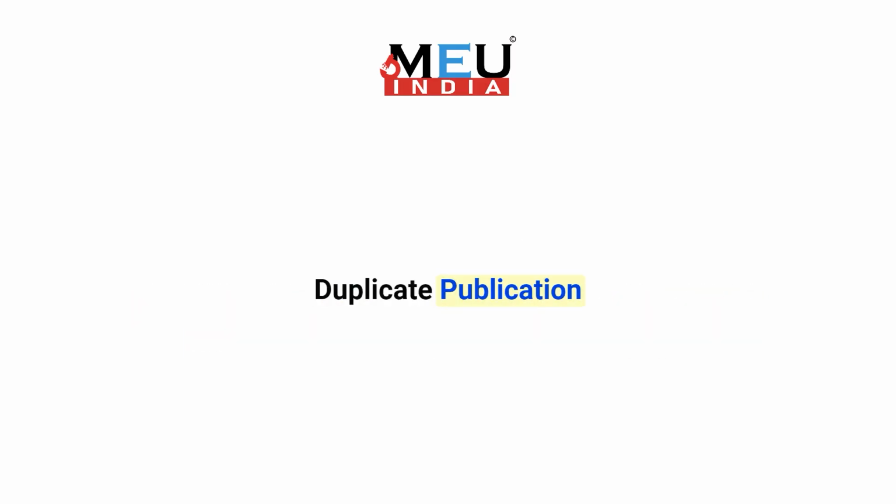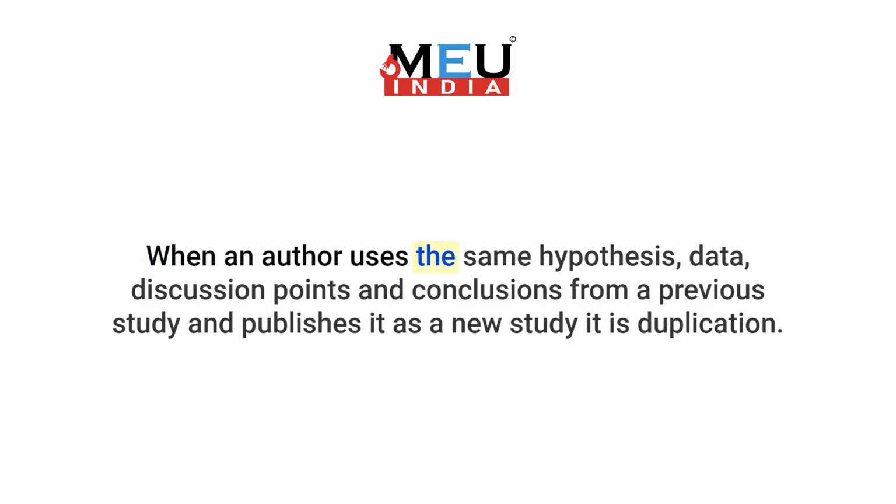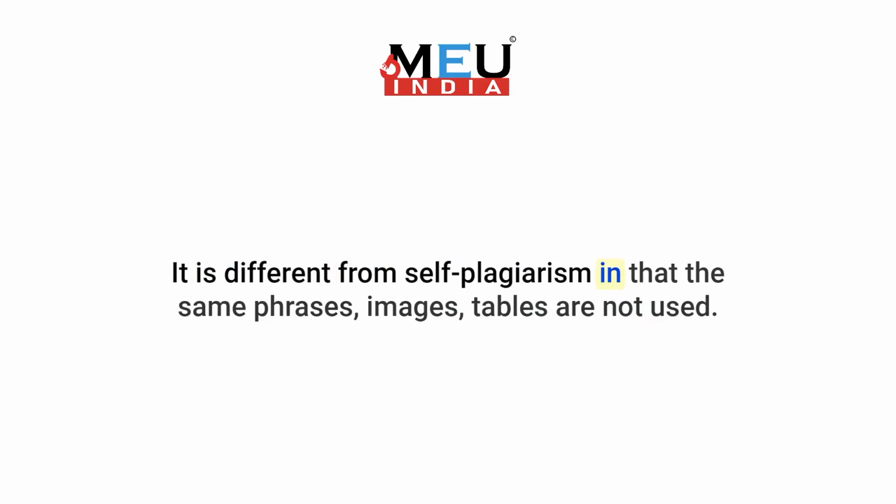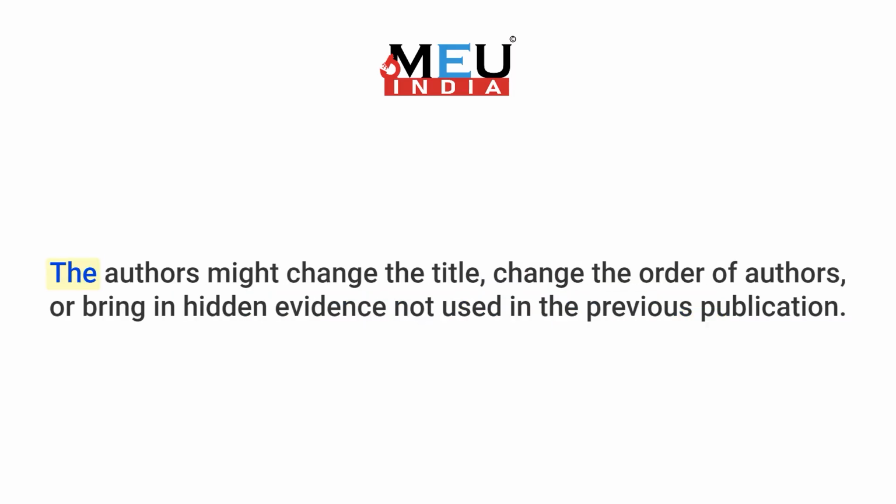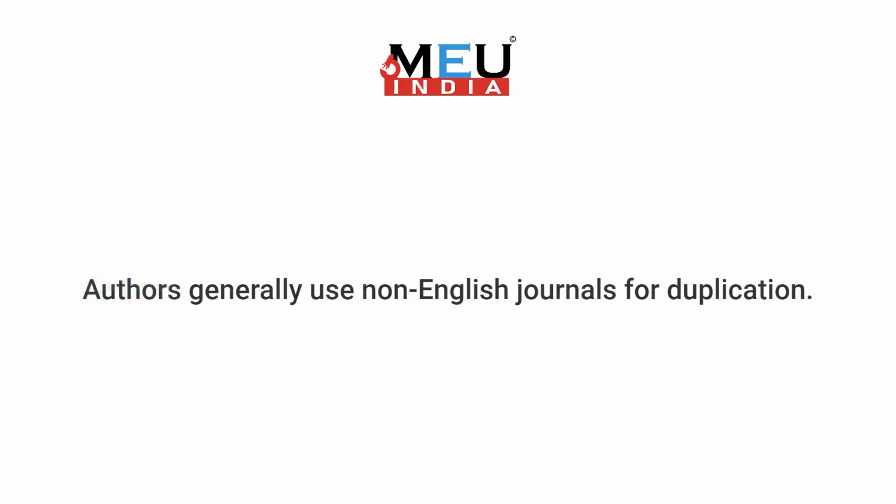Duplicate publication. When an author uses the same hypothesis, data, discussion points, and conclusions from a previous study and publishes it as a new study, it is duplication. It is different from self-plagiarism in that the same phrases, images, tables are not used. The authors might change the title, change the order of authors, or bring in hidden evidence not used in the previous publication. Authors generally use non-English journals for duplication.